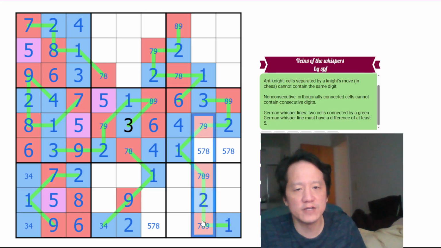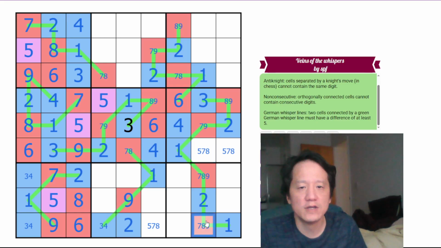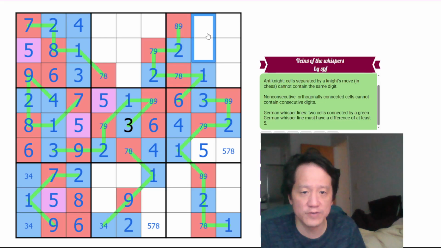We have a 7, 8, 9 triplet in column 8 then, which eliminates 7, 8, and 9 in the rest of the column. Also, this can't be 9 because of this 9. This can't be 7 because of this 7. Therefore, this is not 7 or 8. It's 5. That leaves a 4, 6 pair here. And this can't be 4 because of the 4 in the row. So this is 6. This is 4.